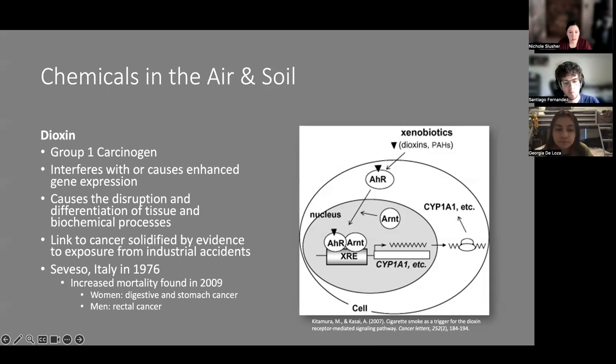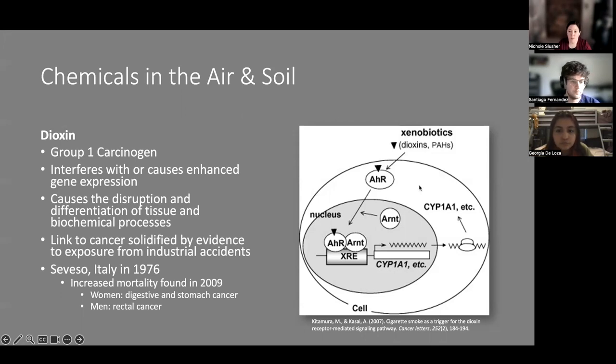In 1976, in Seveso, Italy, an industrial accident exposed a large population to high levels of dioxin. In a 1996 follow-up to the incident, there was found a higher than normal incidence of lymphatic and hematopoietic neoplasms, and an increased risk of breast cancer for people who lived near the site. A further mortality study was done 15 years later and found increased mortality for digestive and stomach cancers in women and increased mortality for rectal cancer in men.